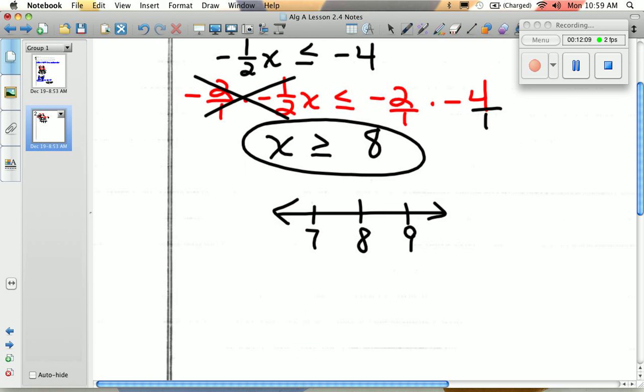And should we shade the circle in at 8? Is 8 part of the solution set? Yes, it is. Okay. What other numbers are part of the solution set? All the ones to the right. Yeah, 9 and 10 and all kinds of other numbers over there. Okay. Is that the only one on the back side to do? Don't have any others? Okay. Any questions at all?